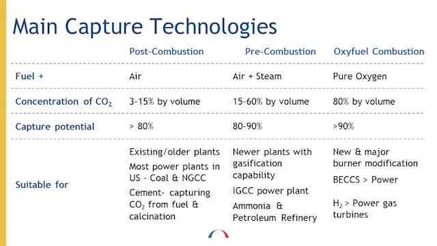For pre-combustion, we're using a combination of air and steam. And for oxy-fuel, we have a pure oxygen environment. And this can result in different types of CO2 concentration outputs. So the highest one being in the oxy-fuel combustion, which produces a high volume of CO2. But almost all of them have a pretty high capture potential. So you can capture up to 80, even more than 90% of the CO2 that's produced from these processes.